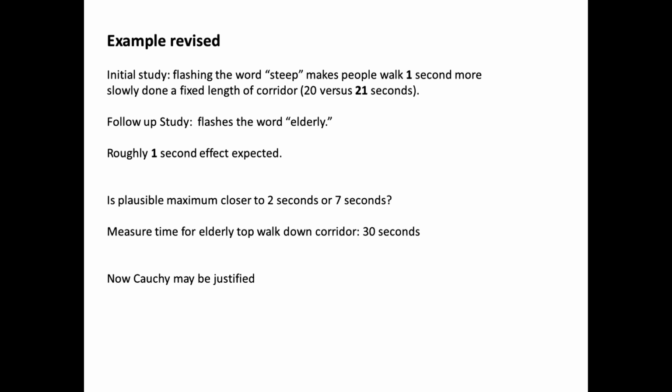So given that the effect of the control was only 1 second, and the prime people could go more than 22 seconds, surely maybe the Cauchy would be appropriate in this situation. Yes? When you're setting a maximum, is it better to err on the side of setting too high a maximum or too low a maximum?